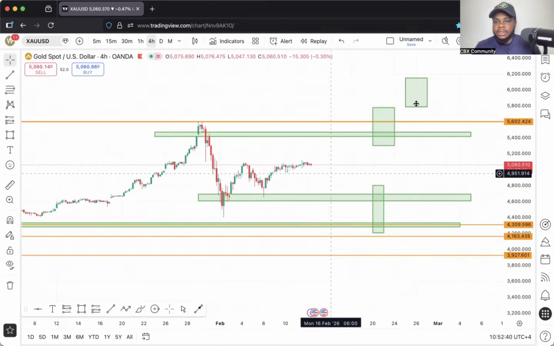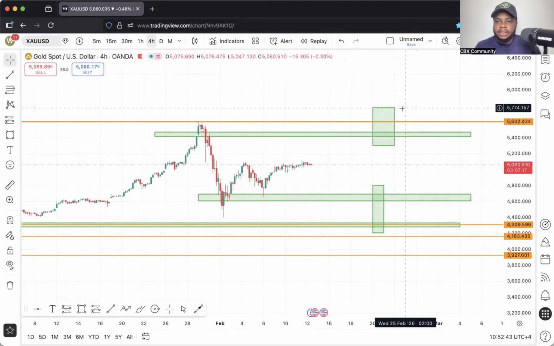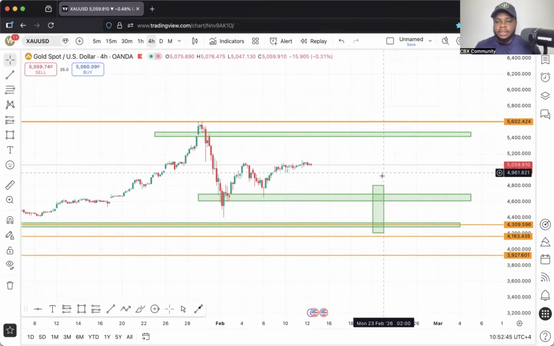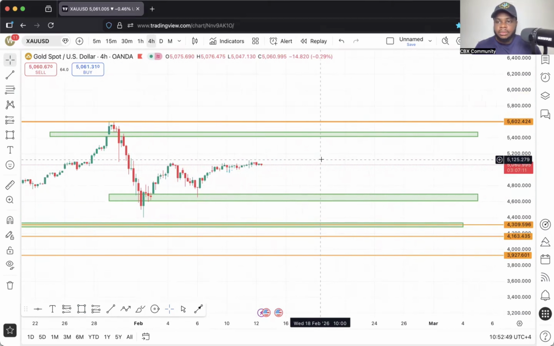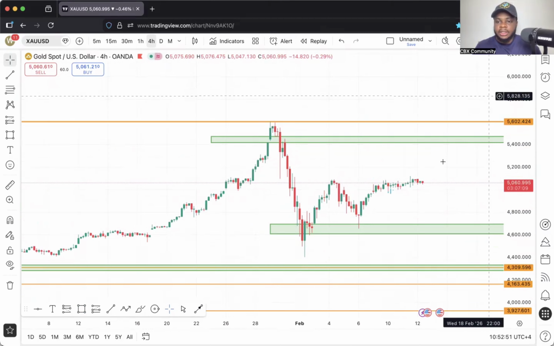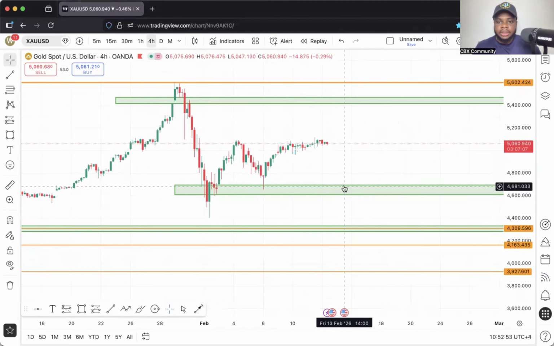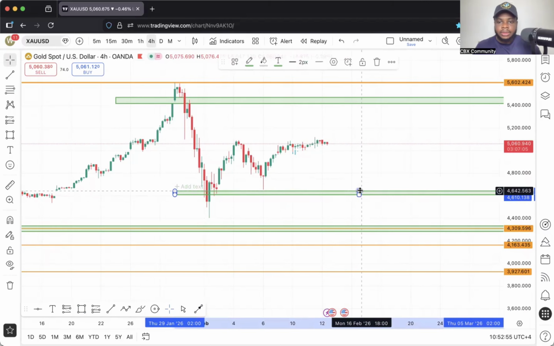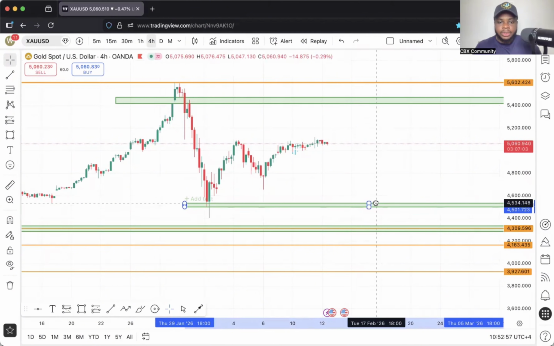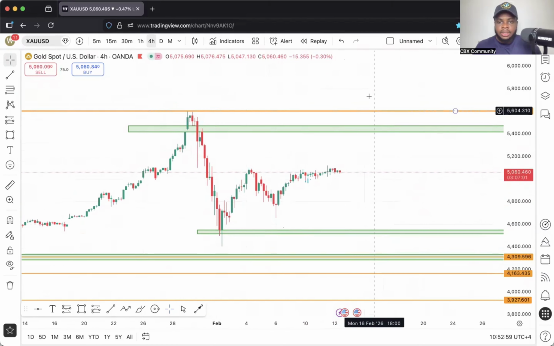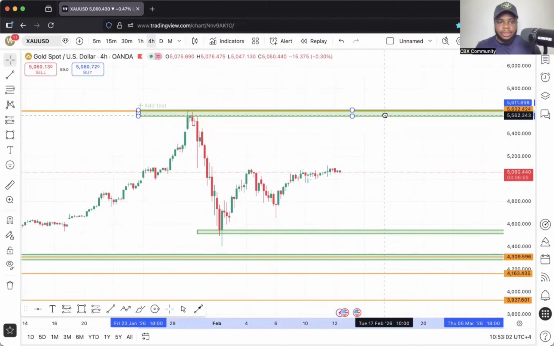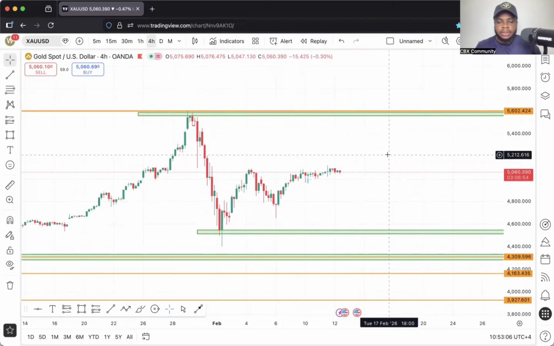Let's zoom the chart a little bit. Let's delete this. Let's delete this. Let's delete this. Let's adjust the recent support and the recent resistance. The recent support is here. This resistance zone is here. Let me adjust it like this.